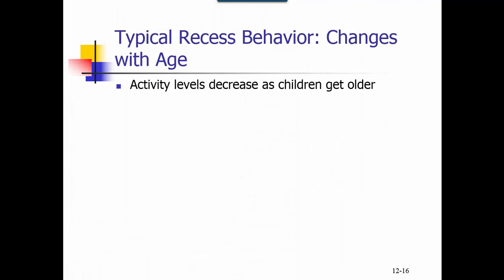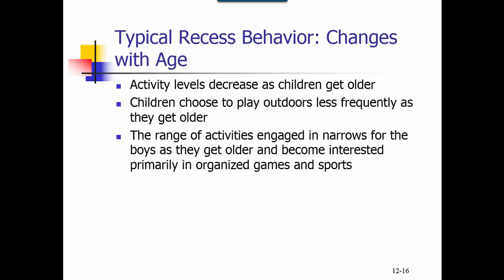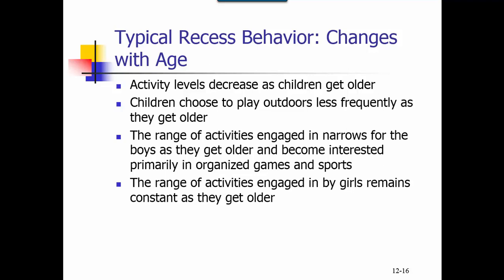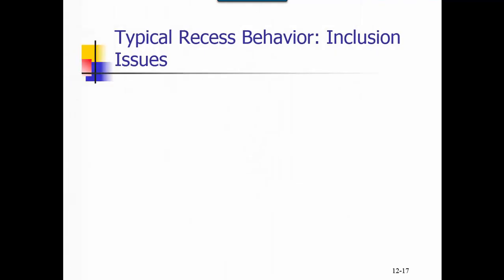Typical recess behavior changes with age. Activity levels decrease as children get older. They choose to play outdoors less frequently when they get older. The range of activities engaged in narrows for boys as they get older and become interested primarily in organized games and sport. The range of activities engaged in by girls remains constant as they get older. For both boys and girls, as they get older, their activities increase in organization.